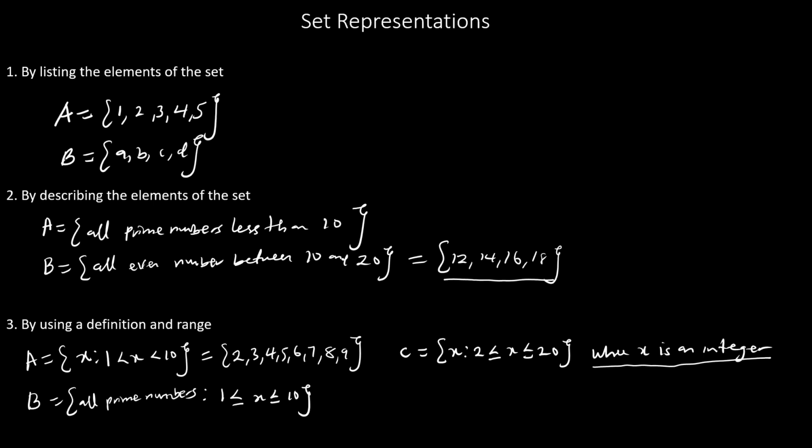So to write out the elements of x, we can start listing from 2, 3, 4, and so on till we reach 20. So these are the ways in which we can represent a set. The first one is by listing the elements of the set. The second one is by describing the elements of the set using words, and the third one is by using ranges.